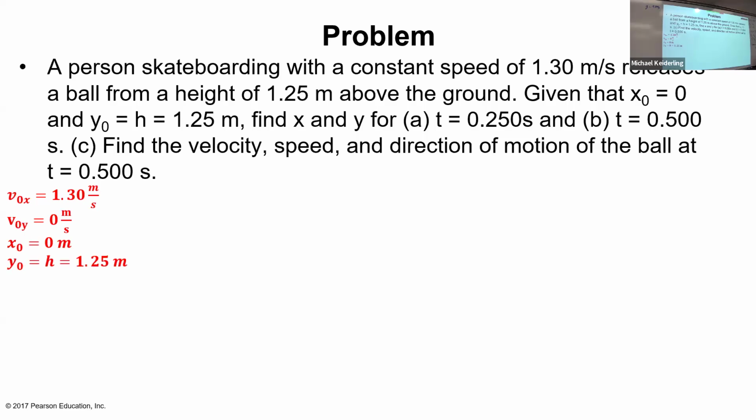X naught is 0 meters. Y naught is height h, which is 1.25 meters. G is 9.81 meters per second squared. That's what your book is using. And t is 0.25 seconds and 0.5 seconds. And we're interested in what x and y are. So we're looking for x and y. We know all the initial conditions and we know the time. So we're going to use this equation for x and this equation for y.